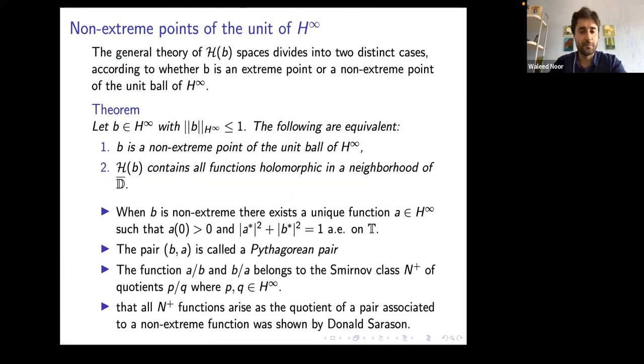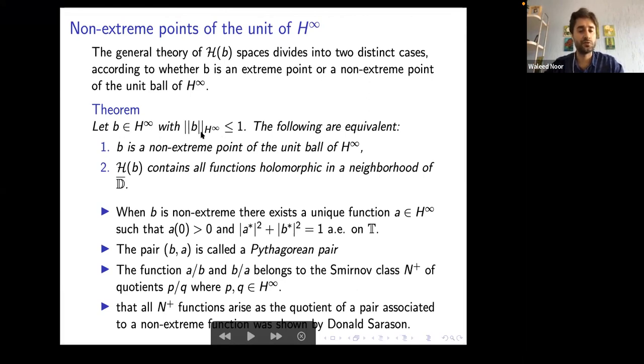Okay, so finally, some more theory, because I can't state the results without talking about it. So the general theory of de Branges-Rovnyak spaces divides into two distinct parts, whether the point b is an extreme point or a non-extreme point of the unit ball. So what is an extreme point of the unit ball? An extreme point of any convex set is a point which doesn't lie on a line segment inside the space, basically. So for example, if you have a disk, every point on the boundary is an extreme point, yes? So this is a fundamental difference between extreme points and non-extreme points.